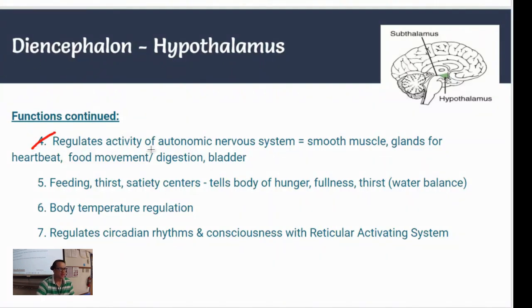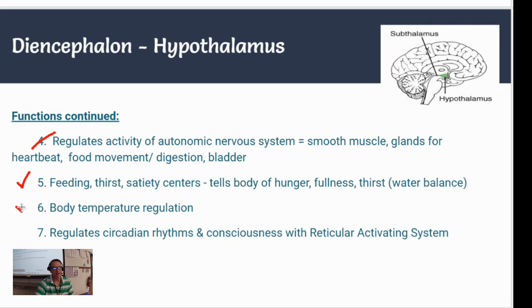Four, we already did that one. So it's really only six different functions because four, that's a repeat. Five, thirst, satiety centers. So satiety is like, hey, I'm full. I just ate some food. I don't need to eat any more food. So it tells the body if you're hungry, if you're thirsty, if you're full.